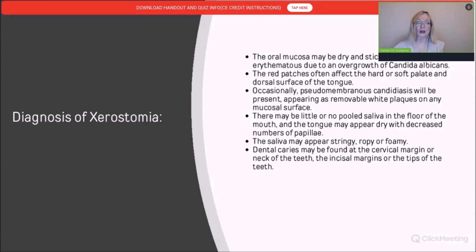All right, oral mucosa may be dry and sticky. You may see candida infection, pseudomembranous candidiasis. As we said, the saliva might be stringy, ropey, or foamy. We may see dental caries around the cervical margins or the incisal margins or tips of the teeth.